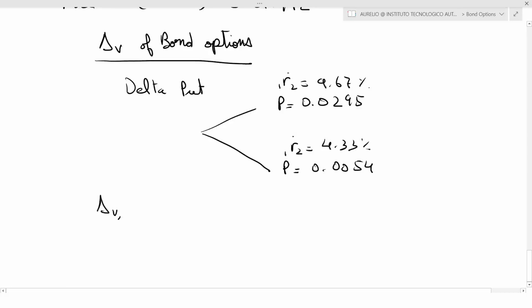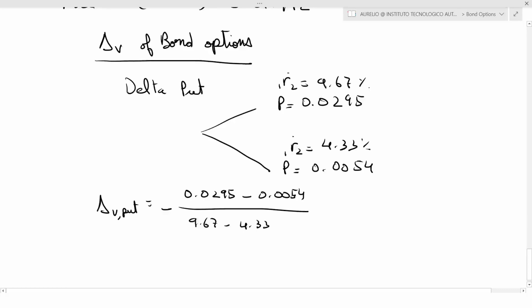So then the delta Vasicek for this put is going to be equal to minus (0.0295 minus 0.0054) over (9.67 minus 4.33). And this is going to be equal to 0.004588. Now we can also compute the delta Vasicek for the bond.